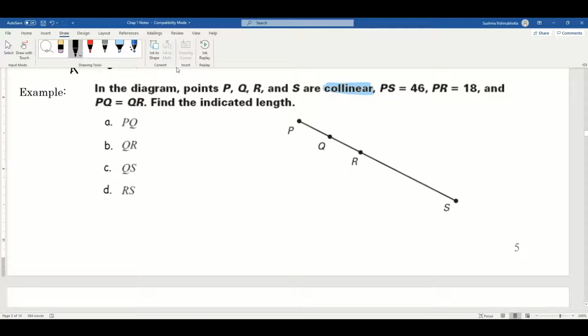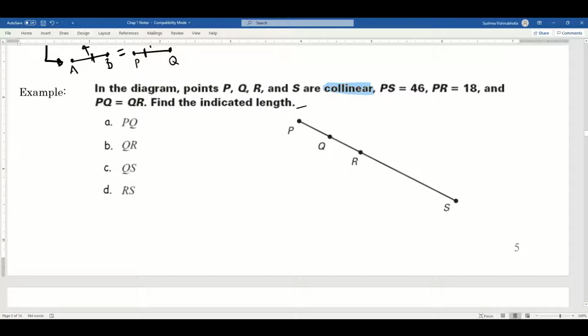I know PS is 46. So the length, the distance between point P, this is hard, all the way to point S is 46. PR is 18. So this is how I'm going to denote length here. PR is 18. And PQ is equal to QR. Now, in this case, some of you might say, well, we don't know the measure. How can they say they're equal?